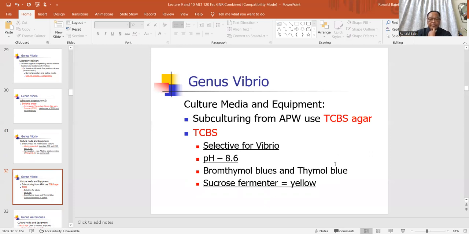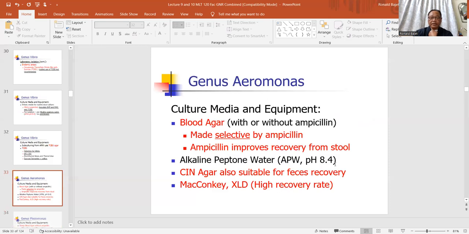As I mentioned, it's selective for Vibrio, alkaline pH, uses a bromothymol blue indicator. Sucrose fermenter is yellow. That's your Vibrio cholerae color. And the non-fermenter of sucrose is your Vibrio parahaemolyticus. Both Vibrio species will grow on TCBS.